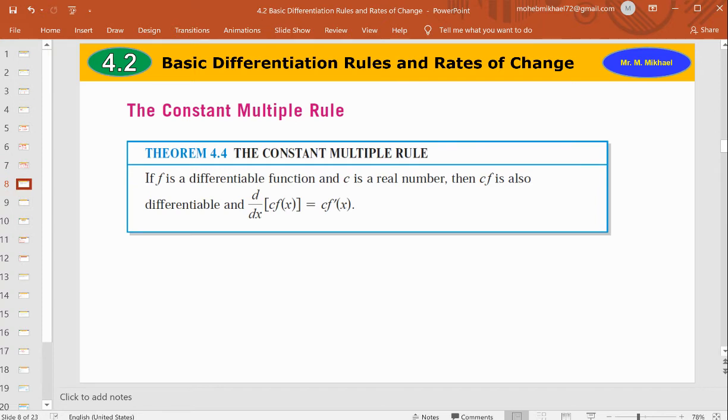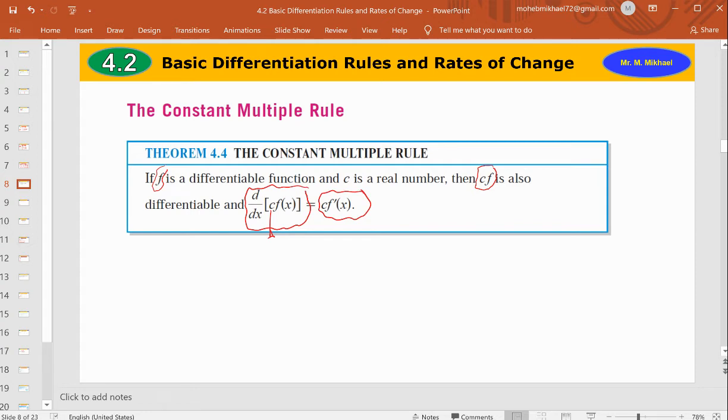One more rule in this video, guys, the constant multiple rule. Whenever you have a function f multiplied by a constant c, if you want to get the derivative of this function, simply get the constant outside. So the derivative of this function, when the function is multiplied by a constant c, simply is equal to c times the derivative of the function. You factor out the constant.